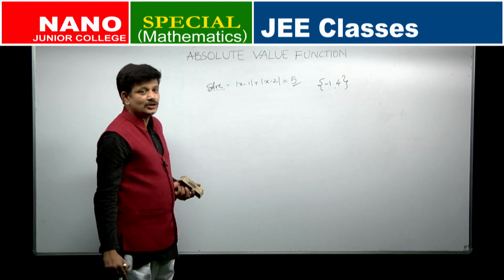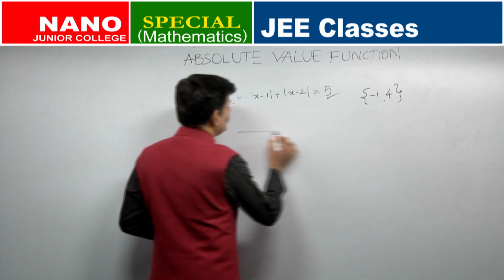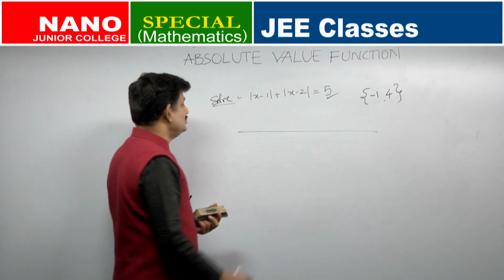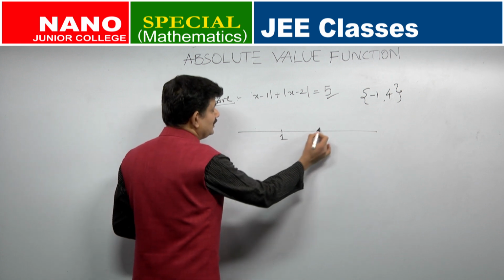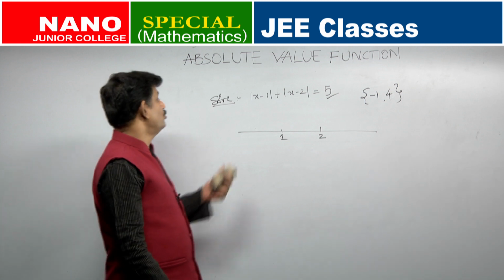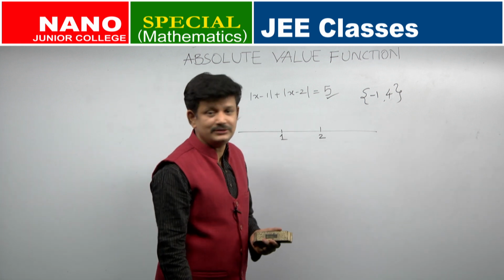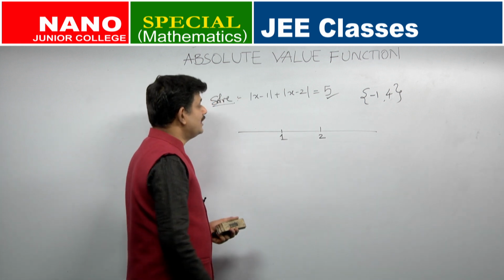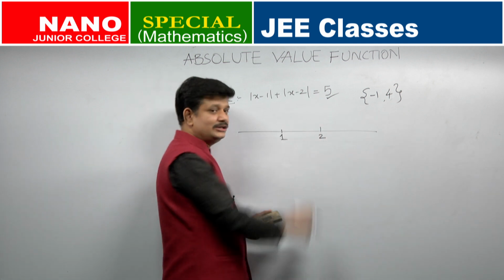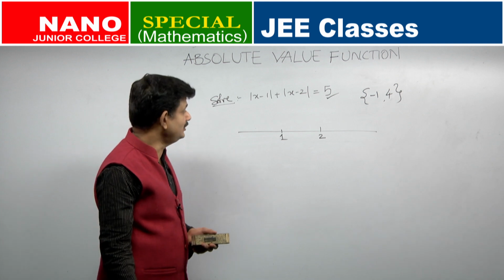Now, in order to solve it analytically, I have to remove these modulus signs. And in order to remove these modulus signs, you need to know whether x minus 1 is positive, x minus 2 is positive, both of them are negative, or one of them is positive and one of them is negative. So, to understand x minus 2 is positive or negative, cut the number line at 2.